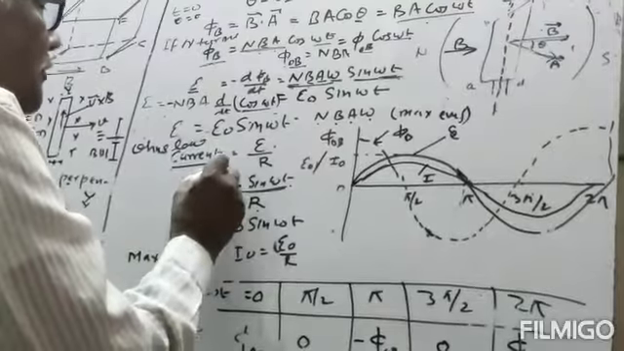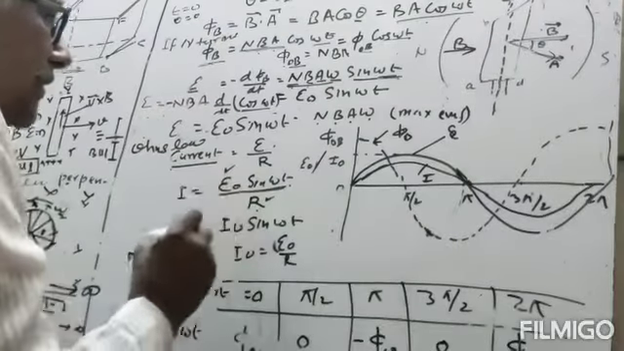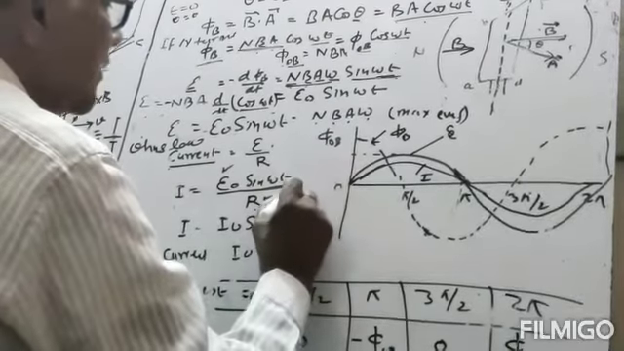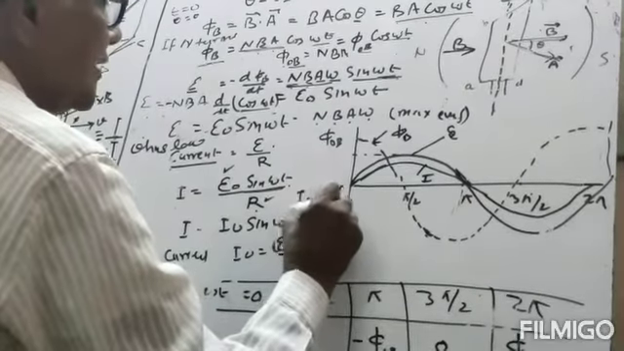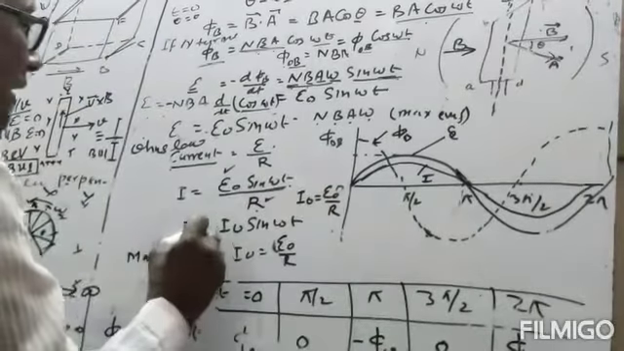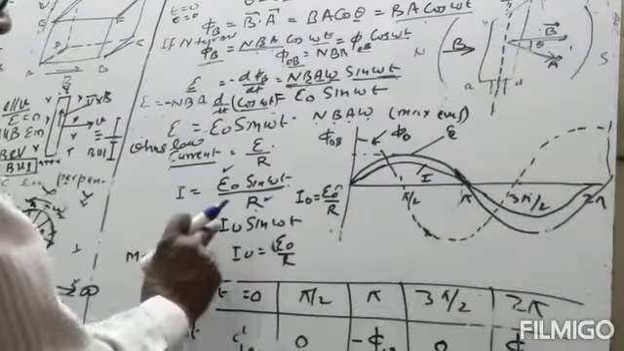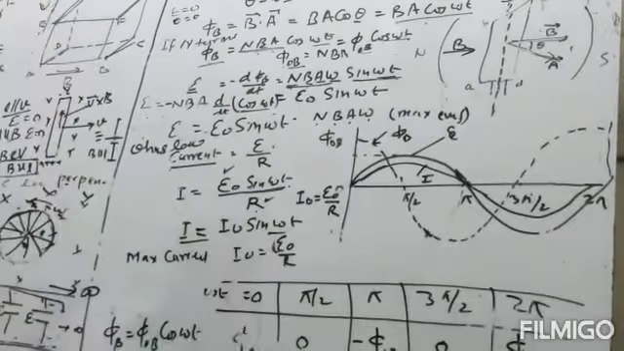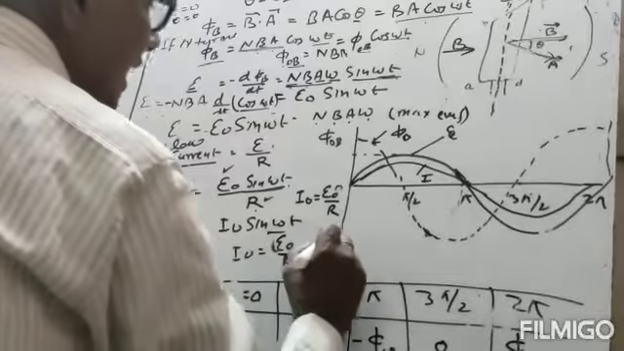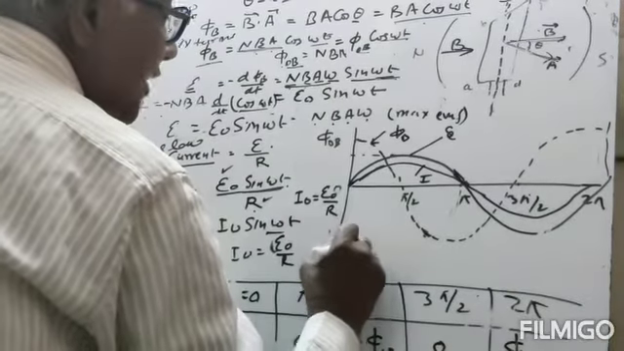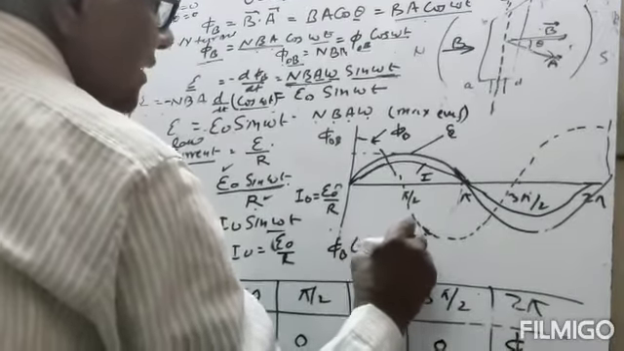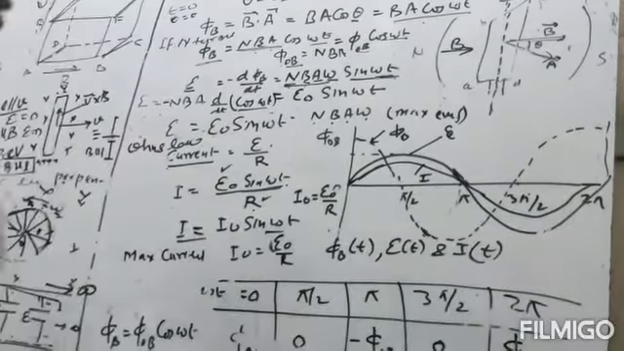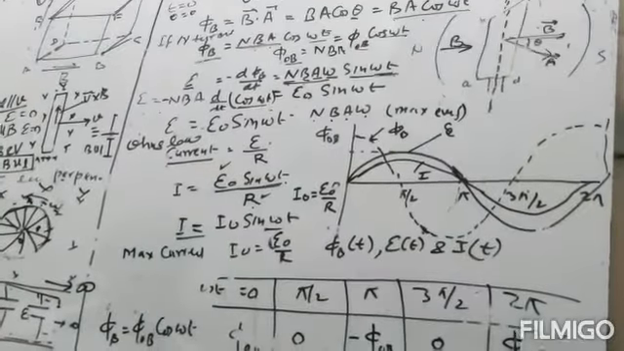So now E0 is fixed, R is fixed. So E0 by R we can put as a constant, which is the maximum current I0, equal to E0 by R. So we can write the induced current I is equal to I0 sin omega t. So current is also a function of time. So here we see that phi B is a function of time, and current is also a function of time. So now how does it change?